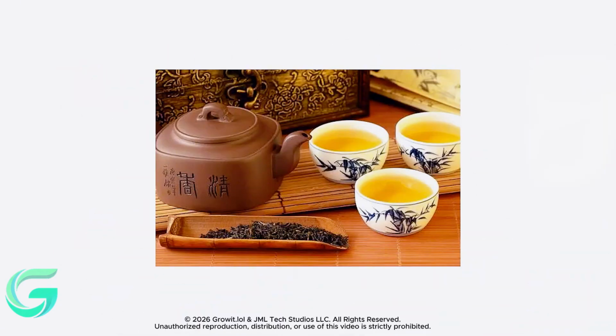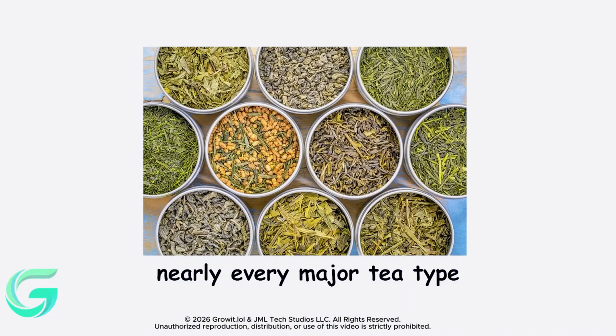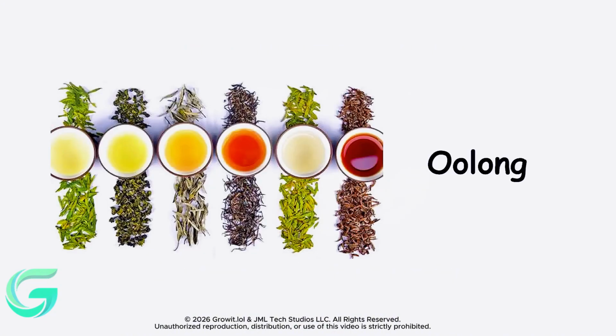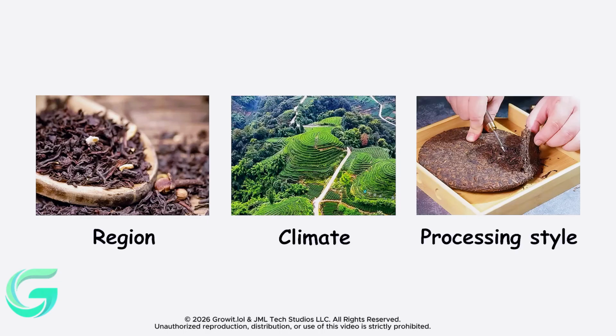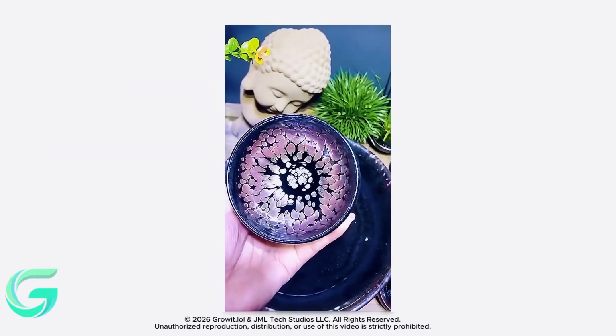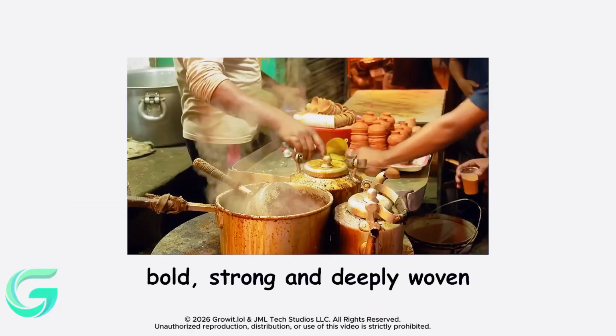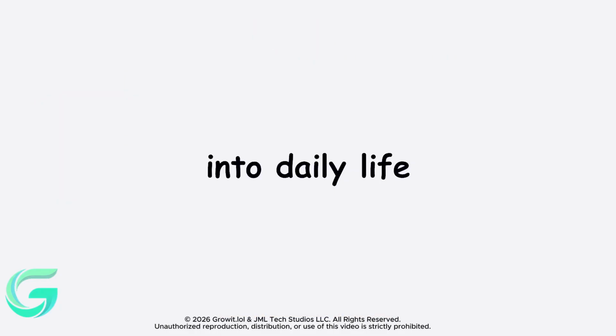China. Chinese tea is the foundation of global tea culture and the birthplace of nearly every major tea type. Green, black, white, oolong, and pu'er all trace back here, shaped by region, climate, and processing style. Tea in China is less about routine and more about craftsmanship, often prepared slowly and shared as a social and cultural act. India. Indian tea is bold, strong, and deeply woven into daily life.